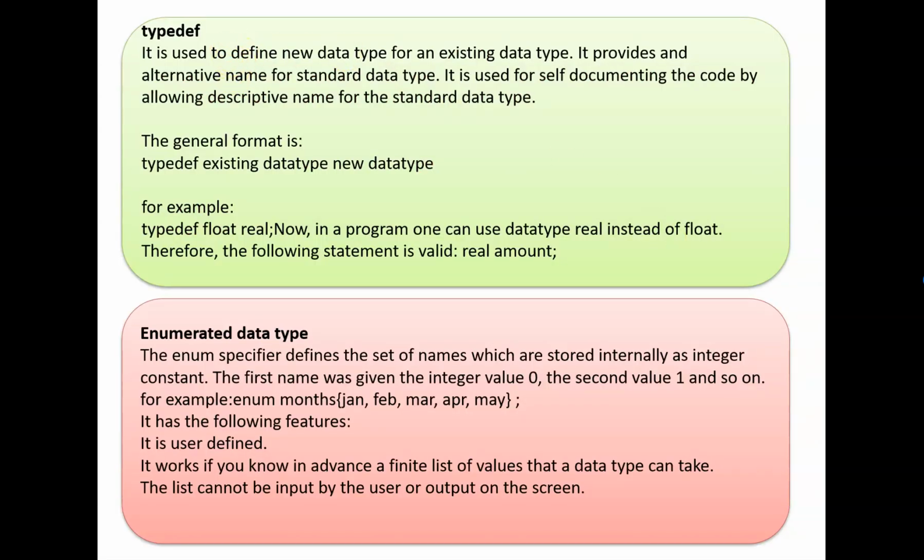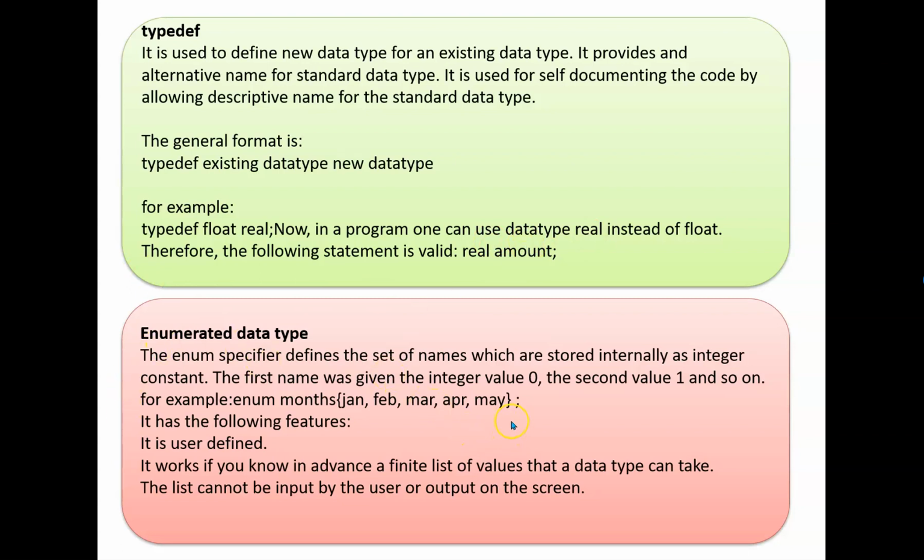So typedef is used to define new data types from an existing type. It provides an alternative name for a standard data type, and it's just to help document your code better. The general format is typedef, existing data type, new data type. For example, typedef float real. Now you can create a variable called real amount.